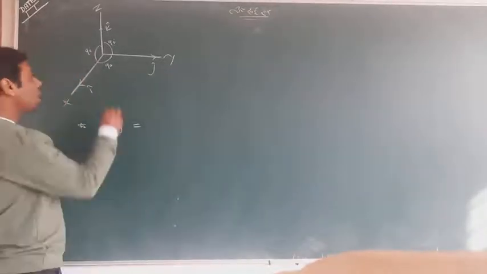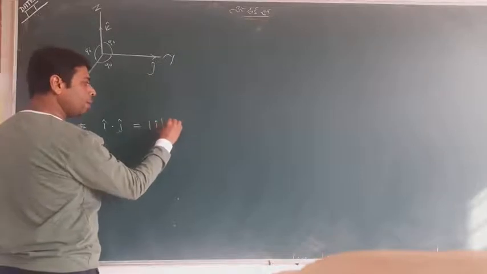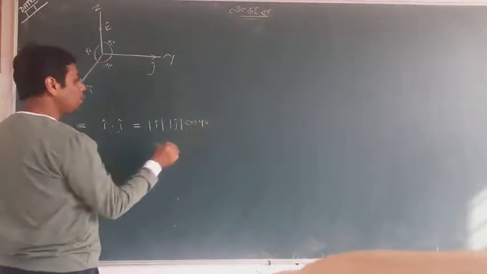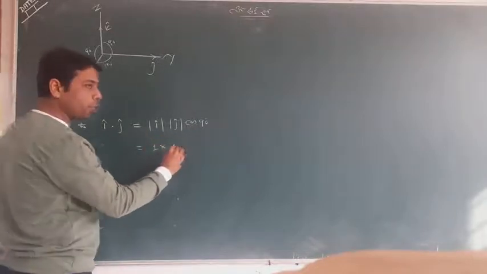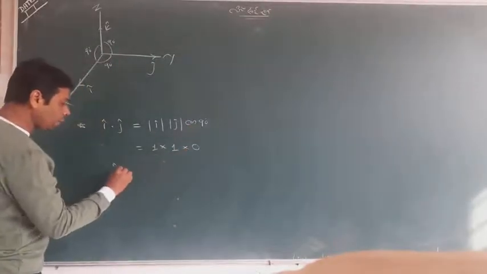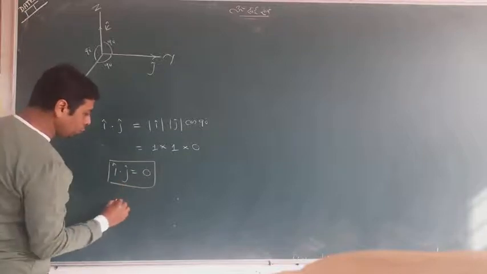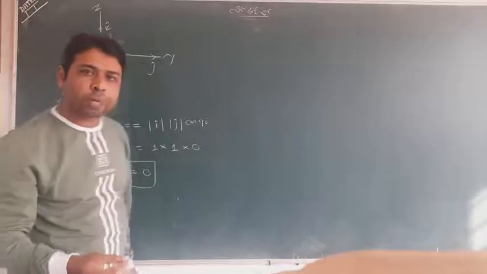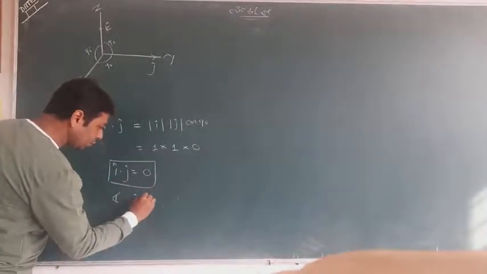I will use here i and j. Between them the angle is 90. So mod of i cap, mod of j cap, and the angle between them is 90. One should know the mod of i cap is 1 and the mod of j cap is 1 because they are unit vectors, and cos 90 is 0. So ultimately we have got that i dot j is equal to 0, and one should know that they commute. A dot B equal to B dot A, like i dot j equal to j dot i. So this is also 0.